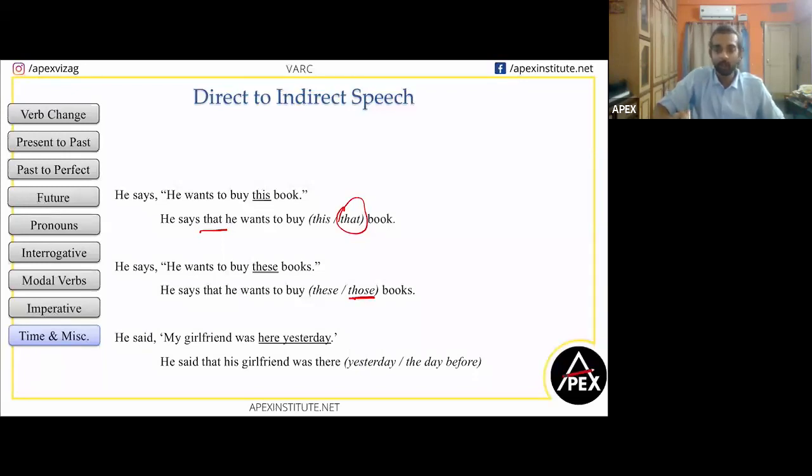Okay, very good. Next, my girlfriend was here yesterday. Then what will it be? My girlfriend was here the day before. Okay, we don't say a previous day, we say the day before. Okay, all right.